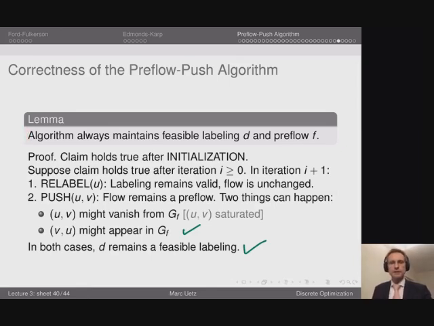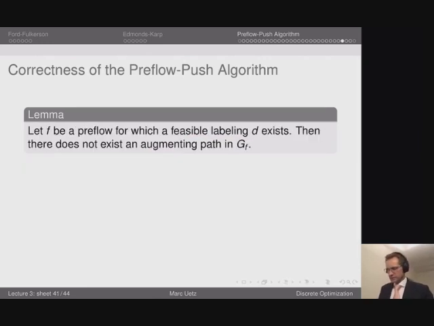So the algorithm always maintains a feasible labeling and a preflow F. Now the next lemma links the existence of a feasible labeling to the existence of augmenting paths in the residual graph. The statement is as follows: if we have a preflow F for which a feasible labeling actually exists, then there does not exist any augmenting path in the corresponding residual graph. And you see the connection to the optimality proof that we actually need, namely non-existence of augmenting paths. So why is that true?